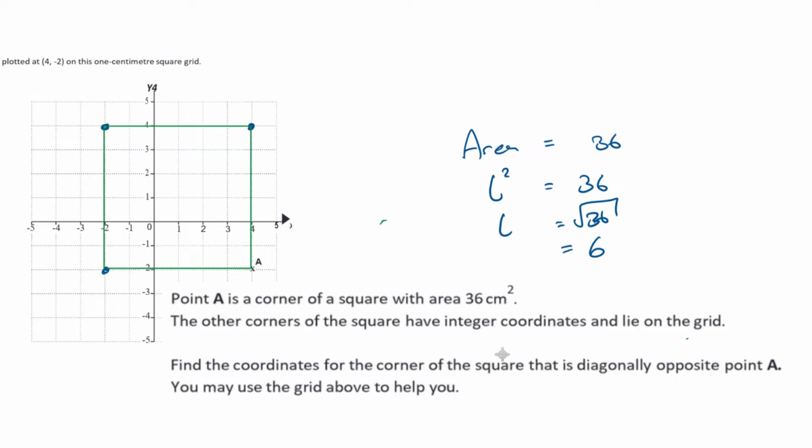Okay, looks about right. So what is the corner that's opposite A? Well, it's this one over here, isn't it? That's the one that's opposite A. And what are its coordinates? Well, if you can see, you're -2 to the left and 4 up. So its coordinates are -2, 4. So that's my answer. -2, 4.